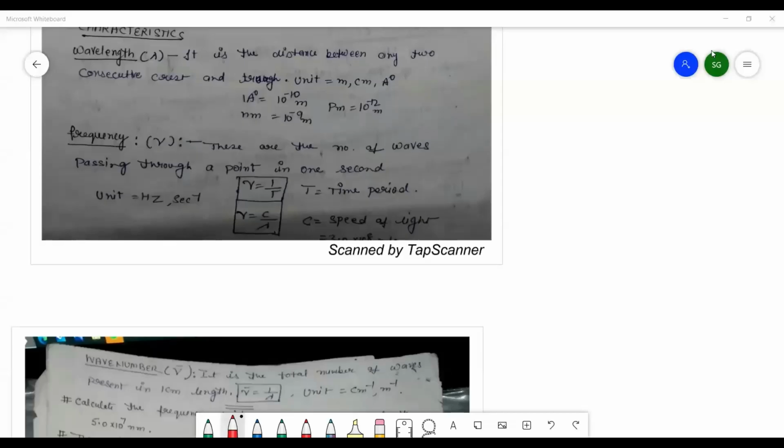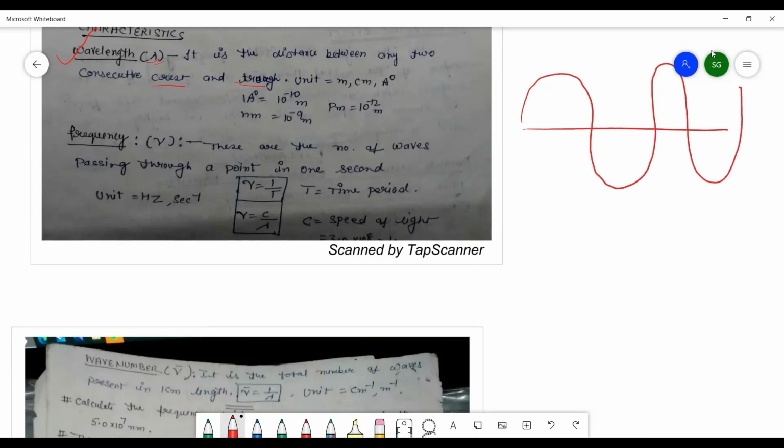Now we will discuss the characteristics of the electromagnetic waves. Basically, there are three characteristics of the electromagnetic waves. First is the wavelength. Wavelength is denoted by the symbol lambda, and it is the distance between any two consecutive crests and troughs. As you have seen in this kind of propagation.